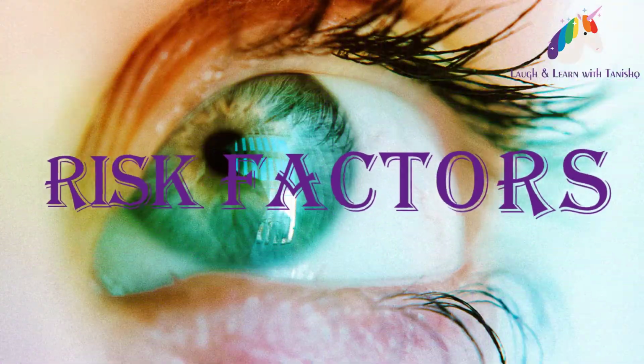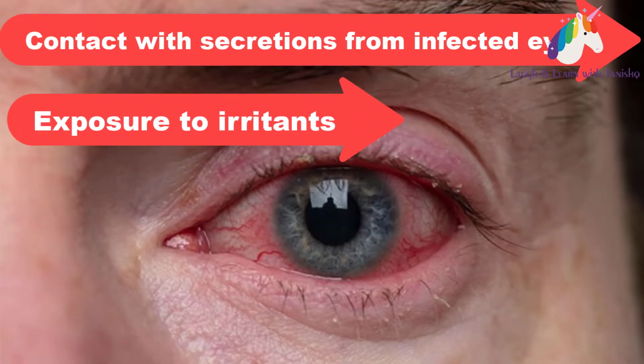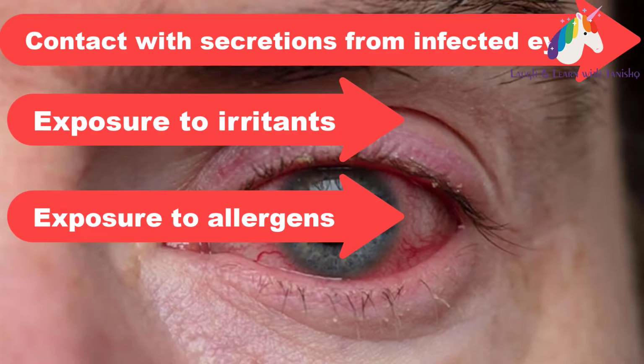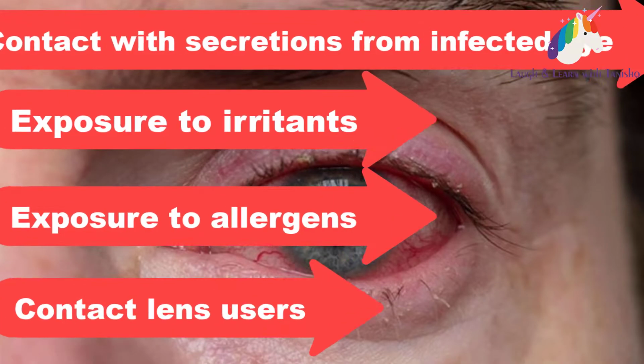There are certain risk factors for this disease. Risk factors include contact with secretions from eye of an infected person. Conjunctivitis is highly contagious. Exposure to irritants, exposure to allergens, extended use of contact lens, or unhygienic practices like not washing hands before taking off or inserting the lens.